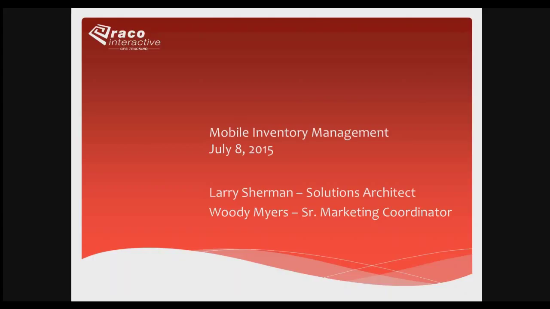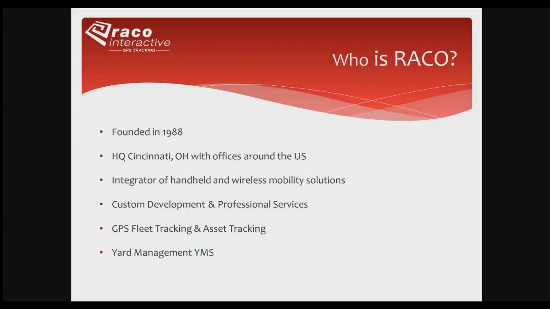With that, the obligatory: who is RACO? RACO was founded in 1988, and believe it or not, the founders and owners are still working in the same building today with us, and are always part of our management team. We're headquartered in Cincinnati, Ohio, and as you know, we did a great job in the All-Star Game. I hope you all enjoyed our city. We are an integrator of handheld and wireless mobile solutions, and we will talk more about this later. We also do custom development and professional services. We'll discuss later the GPS fleet tracking and asset tracking solution, as well as our yard management YMS solution that is well designed for the food industry.